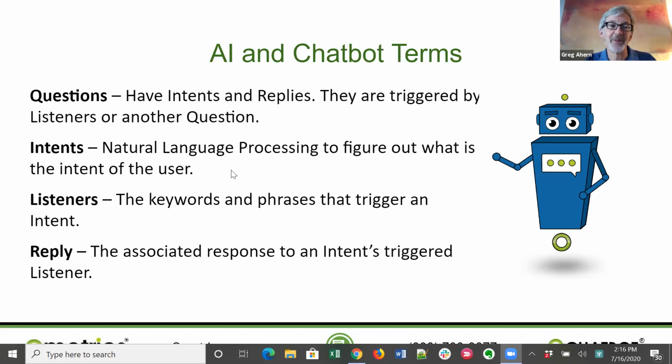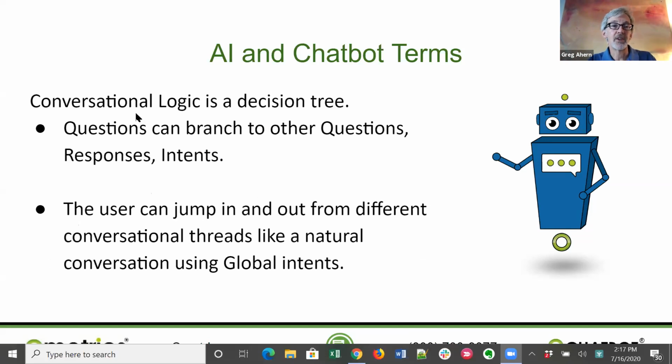What is he talking about when he says something? A listener is listening inside the intent to capture the phrases. You can think of this as kind of keywords. And the reply is what the intent's action is after it understands what you're looking for. Conversational logic is like a decision tree. This is inside your questions with the branches, and they can branch into all sorts of different things, which we'll get into.